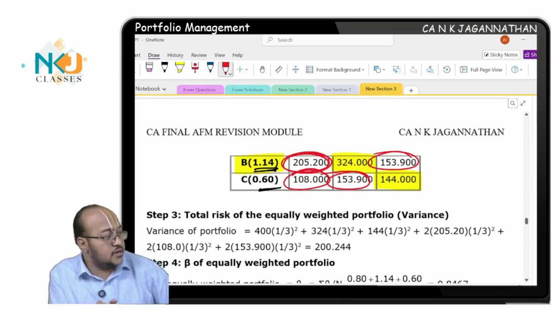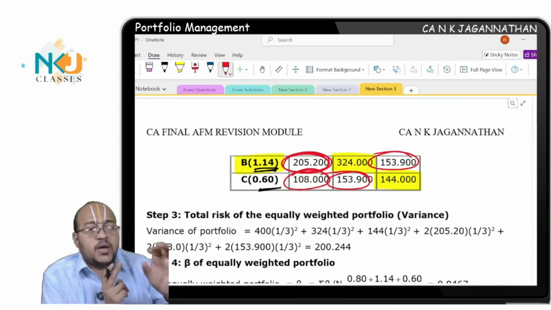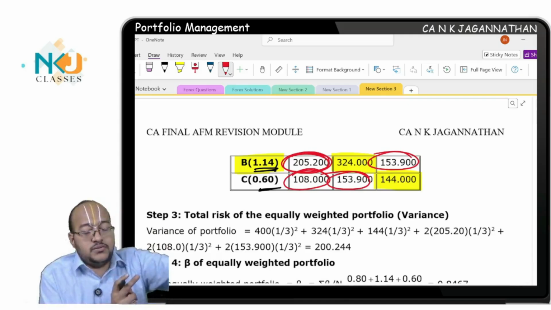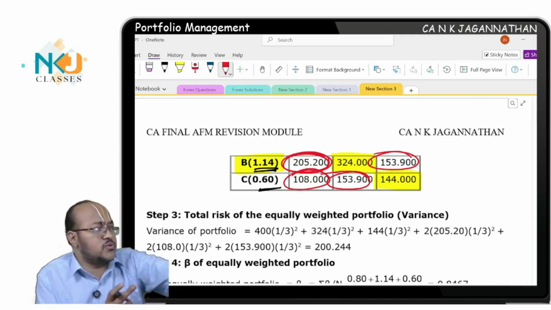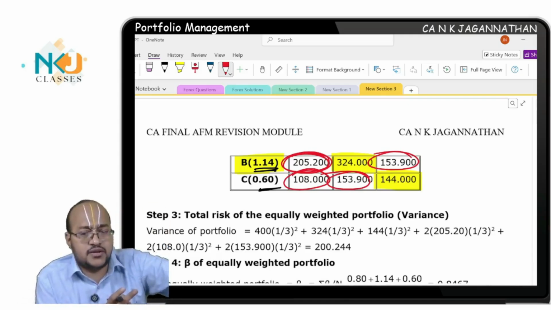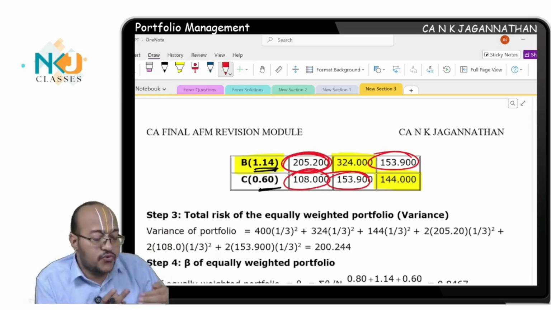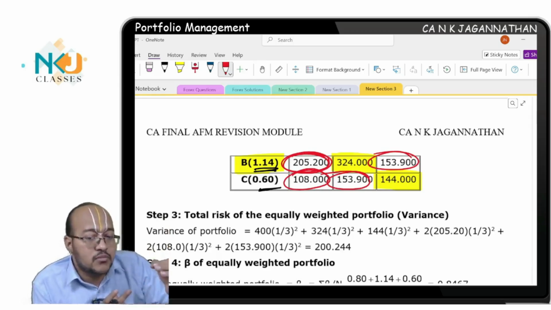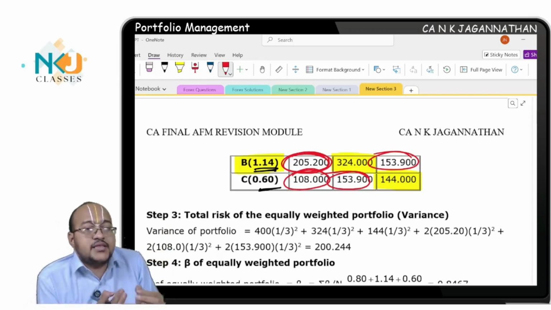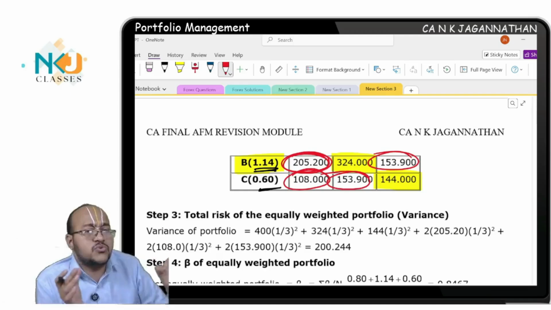Are you all understanding? 2 covariance terms will be there. A square plus B square, 2 into the covariance term, 2 into the respective covariance. So 6 will be there. 2 for each, 2 covariances for A and B, 2 covariances for B and C, 2 covariances for C and A. Total comes to 6 covariance terms.